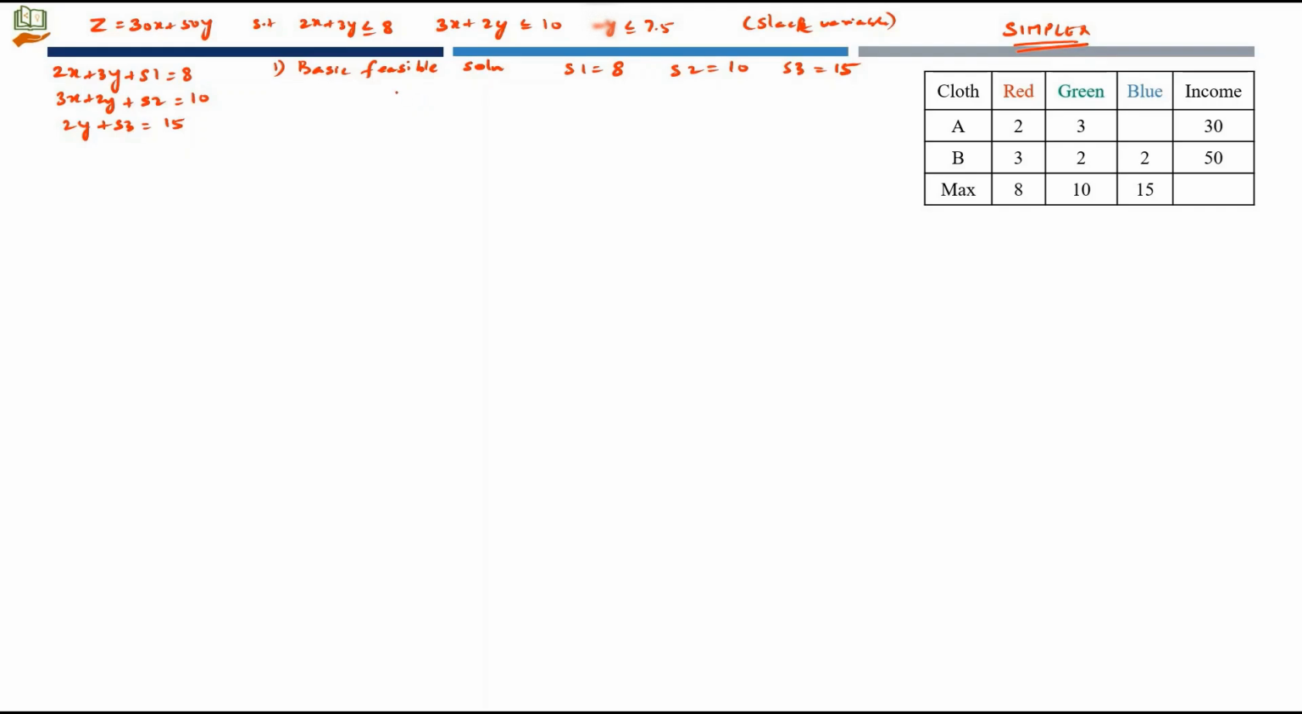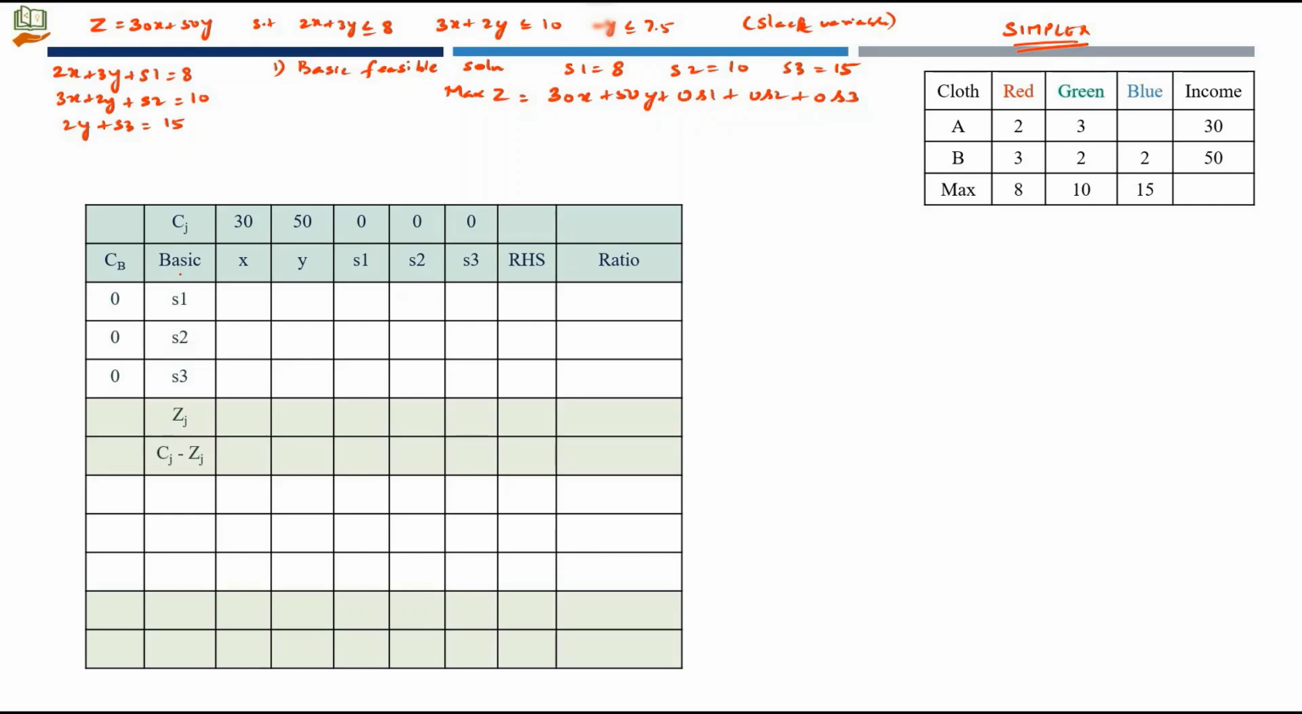Once you add the slack variables to the constraint equations, the objective function should also have all those slack variables. Let's have 30x plus 50y. We know the slack variables are not going to be a part of the objective function, so we'll just use them with a 0 coefficient. Now let's go to the simplex table. We have the basic feasible solution variables here, slack variables S1, S2 and S3. What are the coefficient values in the objective function? They are 0. So we have placed 0 here.